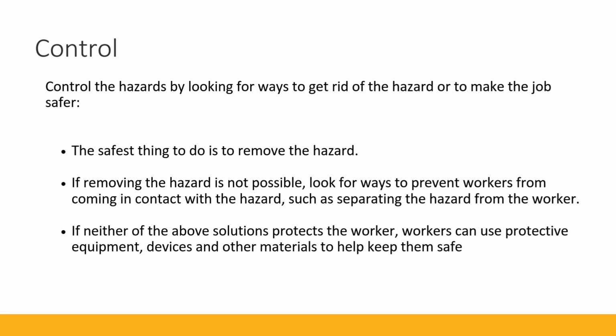Control the hazards by looking for ways to get rid of the hazard or to make the job safer. The safest thing to do is to remove the hazard. If removing the hazard is not possible, look for ways to prevent workers from coming in contact with the hazard, such as separating the hazard from the worker. If neither of the above solutions protects the worker, workers can use protective equipment, devices, and other materials to help keep them safe.